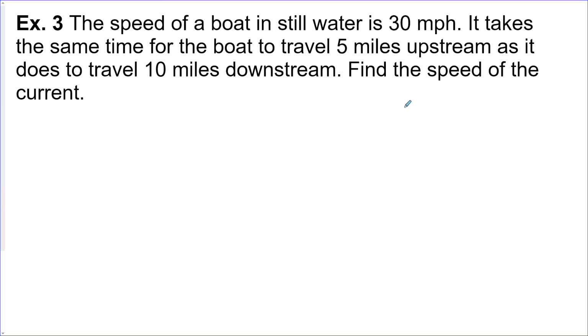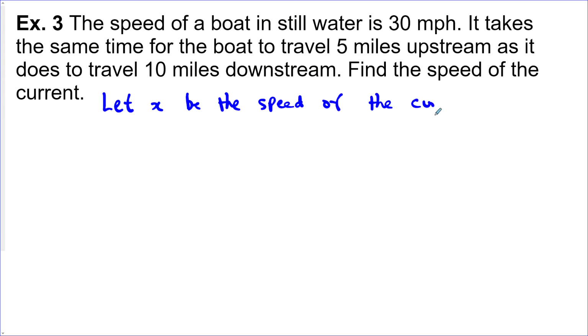The speed of a boat in still water is 30 miles per hour. It takes the same time for the boat to travel 5 miles upstream as it does to travel 10 miles downstream. Find the speed of the current. And this is assuming that the current is directly affecting the speed of the boat 100% upstream and downstream, which it doesn't in real life, but this is still a useful mathematical model. Find the speed of the current. Well, then let x be the speed of the current.